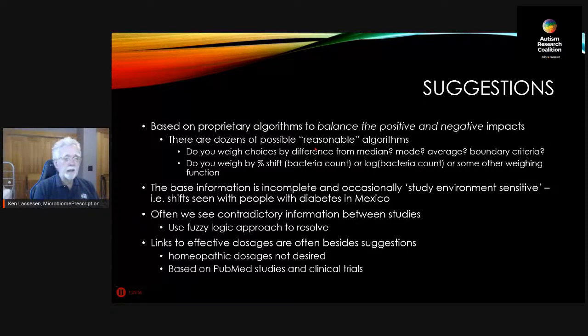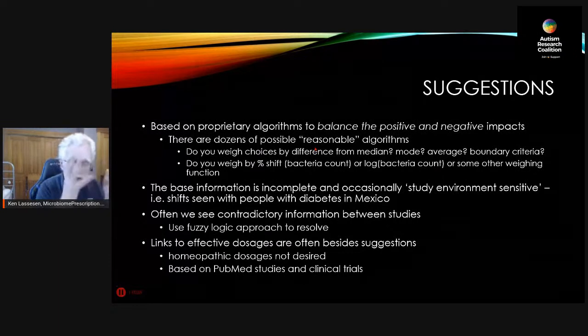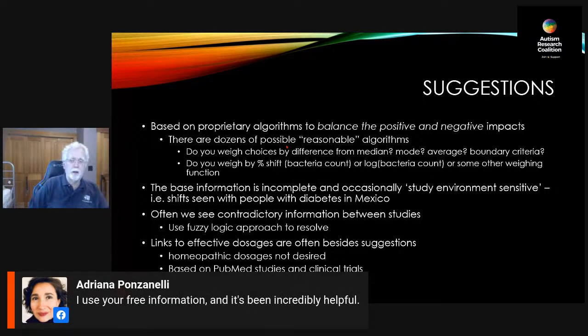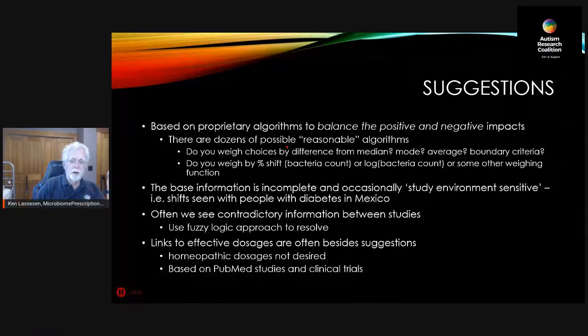And I've also added a link to effective dosages. The main reason, at least in dealing with people with ME/CFS, is that often homeopathic dosages are not desired. For example, somebody says, oh, but I shouldn't have a vitamin D deficiency, I'm taking a multivitamin. You look at the multivitamin and you find that it has 50% of the daily RDA recommended. If the person is vitamin D deficient, that is not sufficient. So what I've done is I also have the dosages which were used in actual PubMed studies and clinical trials.